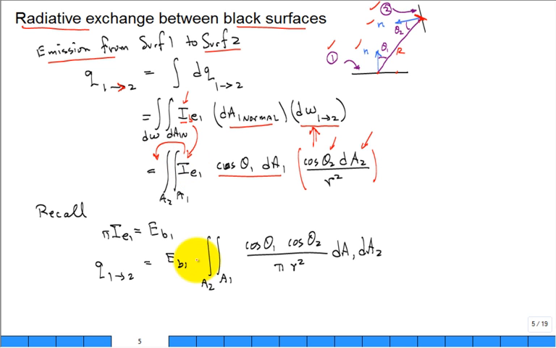And now you see that you have an area integral, an area integral. You have a cosine theta 1, cosine theta 2. You have a 1 over r squared. And so all that works out.